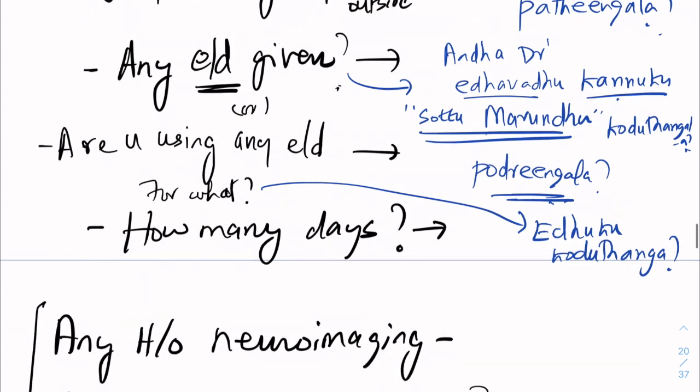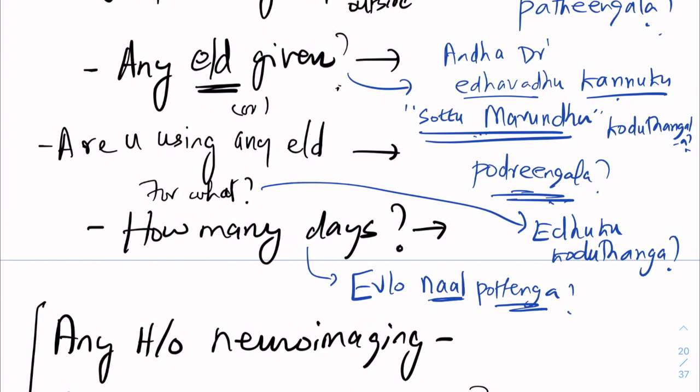How many days? எவ்வளோ நாள் means how many days. Days means நாள். How many days means எவ்வளோ நாள் சொட்டு மருந்து போட்டீங்க. போடுறீங்களா. These are all about installation or using. So எவ்வளவு நாள் போட்டீங்க.